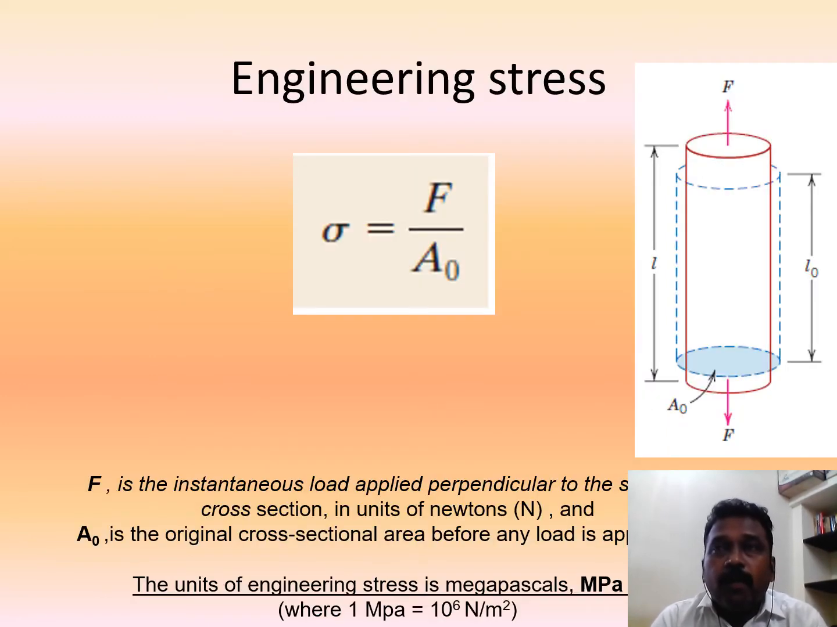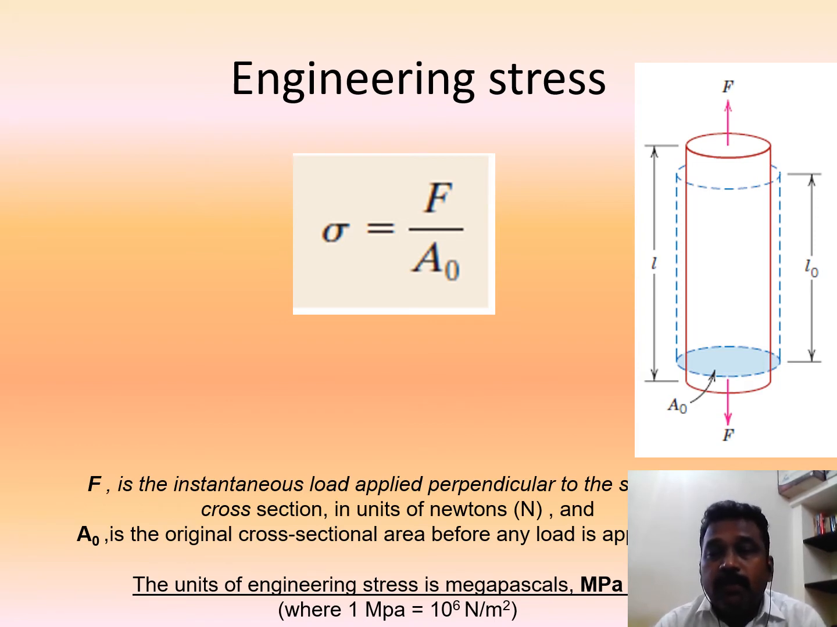From that laboratory experiment, you can see the load applied and the change in dimensions. From those data, we can find the engineering stress and engineering strain, as I showed in the previous diagram. The engineering stress is denoted by the symbol sigma. Sigma is the ratio between the applied force and the original cross-section area. The unit of engineering stress is megapascal. 1 megapascal is equal to 10 to the power of 6 Newton per meter square.